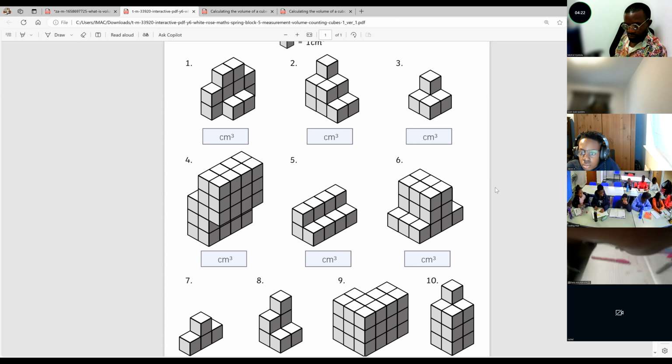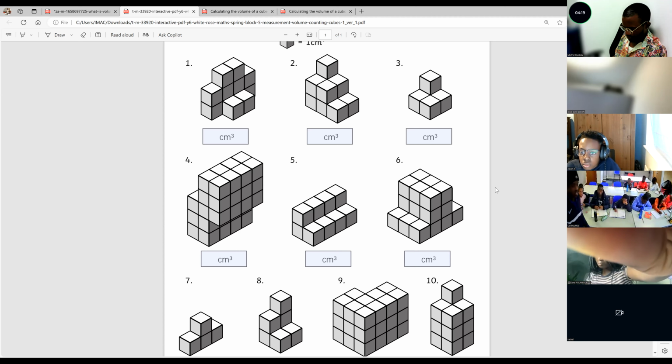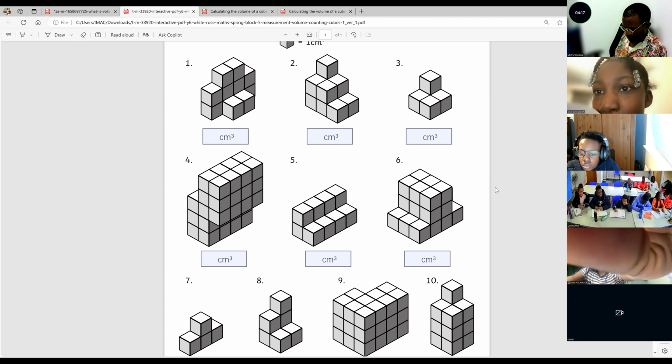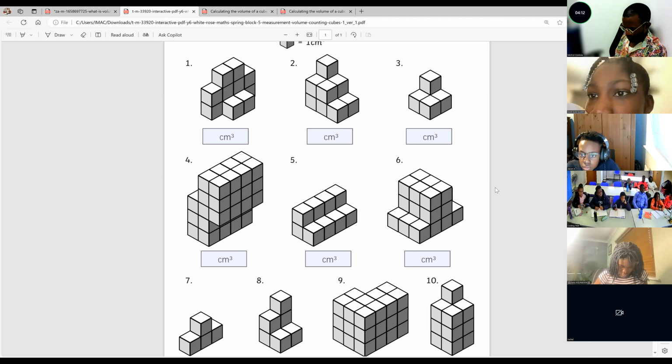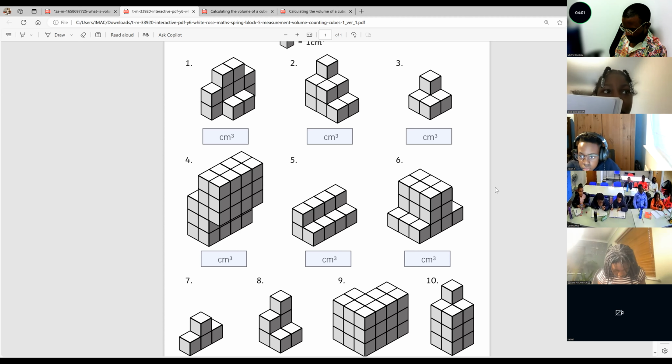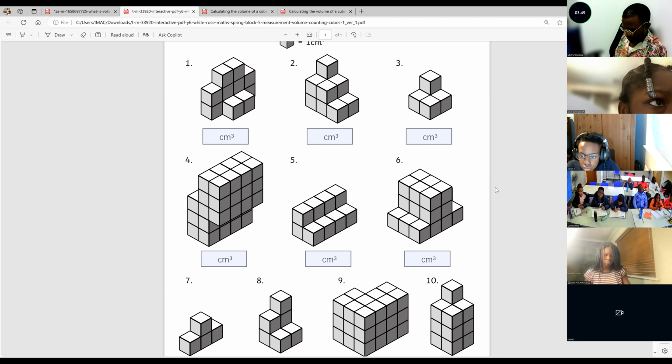Number 4. There's 4 here. That's 4 right there, but there are 2. So that's 8. And 8 times 2 is 16. Okay, then what's this? 4 times 3 is 12, and then 12 plus 16 is 28. You sure? 28? And then 28 plus how much? 16.